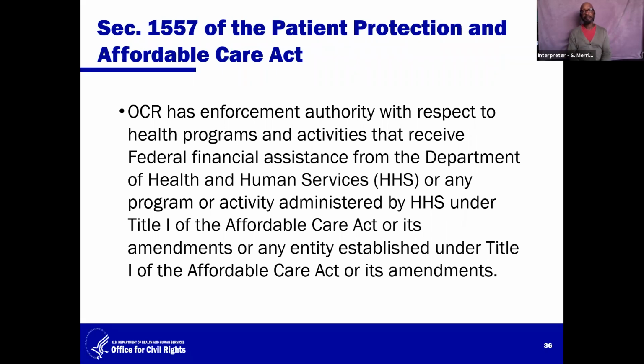So we have enforcement authority under Section 1557 against health programs or activities that receive federal financial assistance, programs or activities that are administered by HHS under Title I of the Affordable Care Act. That would include the healthcare marketplaces where people can buy qualified health plans. So they would have to provide alternative formats or effective communication to people who are looking for a qualified health program on their marketplace. It also applies to the insurance plans bought on those marketplaces. And Section 1557 also applies to program activities that are administered by HHS under Title I of the Affordable Care Act.